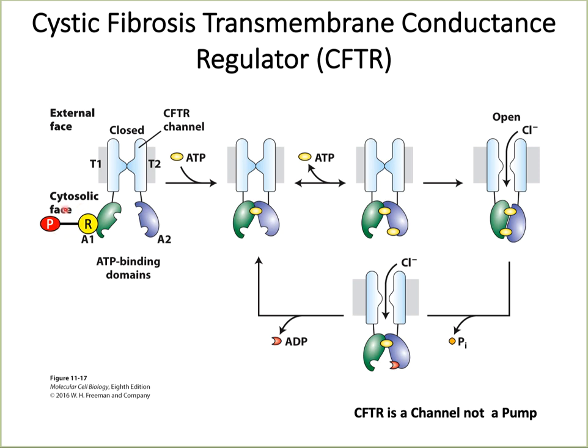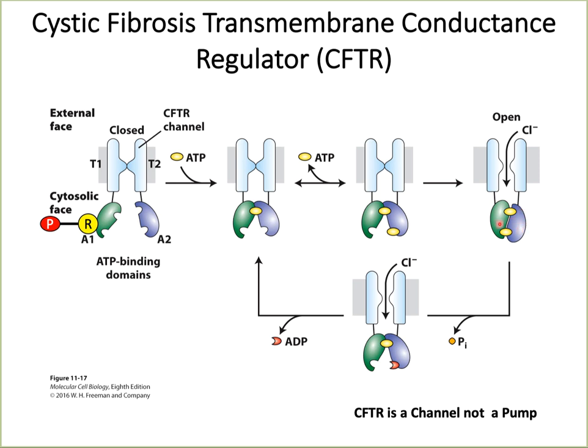The CFTR needs an additional regulatory domain on the cytosolic face, the yellow R in the figure, and must be phosphorylated, shown as the red P, before the ATP is able to power the channel opening. So the R phosphorylation stimulates the tight binding of one ATP to the A1 domain. Then a second ATP binds to the A2 domain, leading to the formation of a tight intramolecular A1-A2 heterodimer.